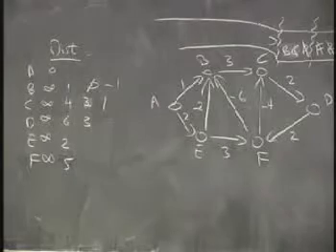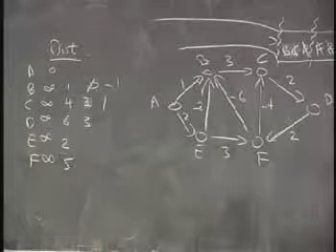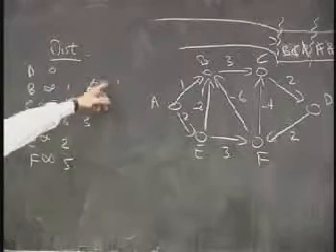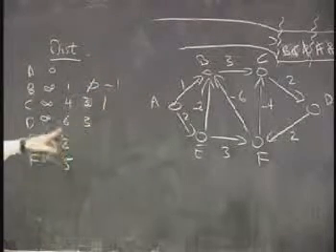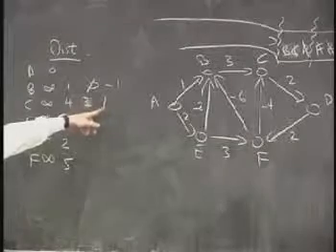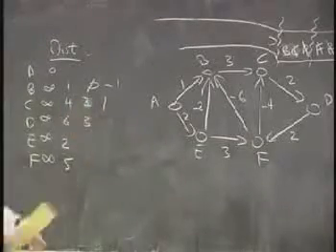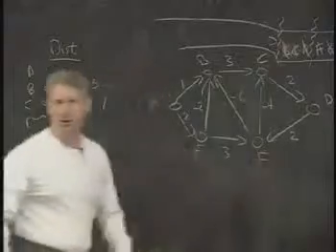Now we're going to scan through B. B goes forward to C. B's value is -1. -1 plus 3 is 2. Is that better than? No, not better. So we don't make a change.